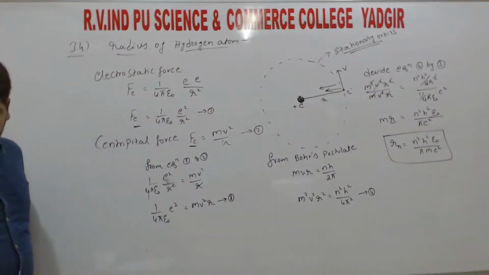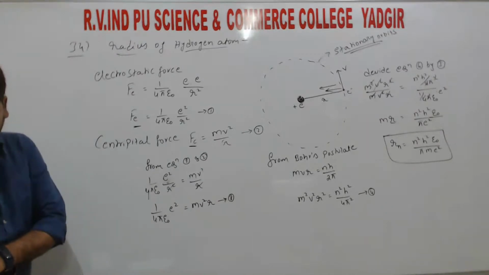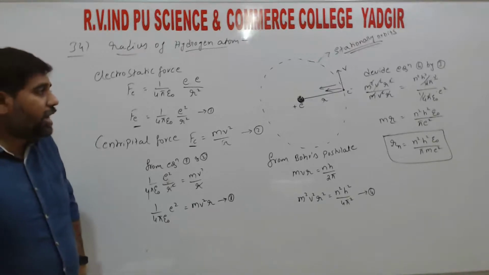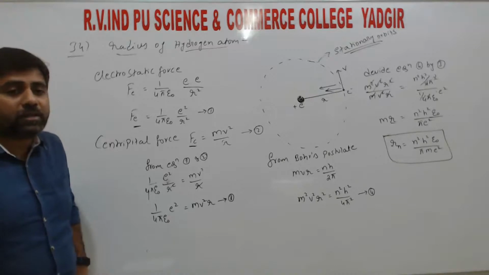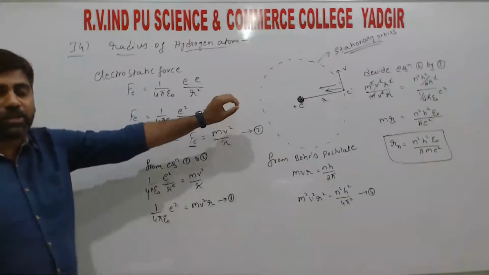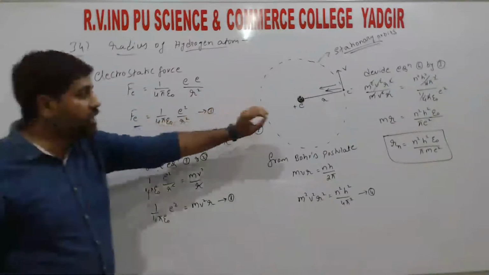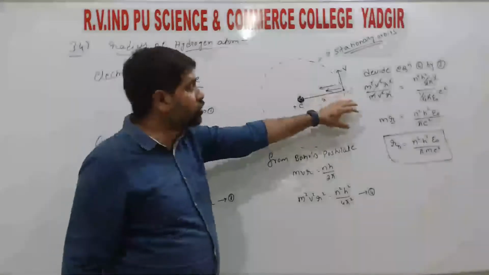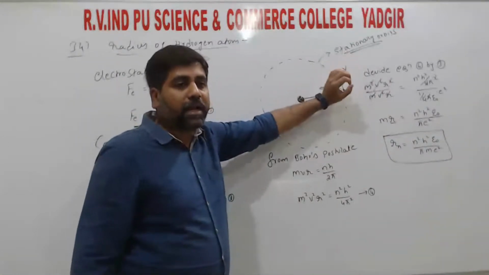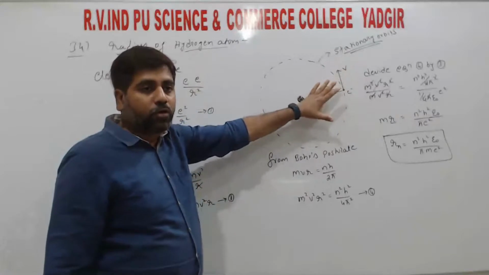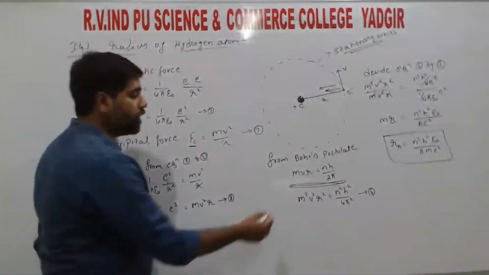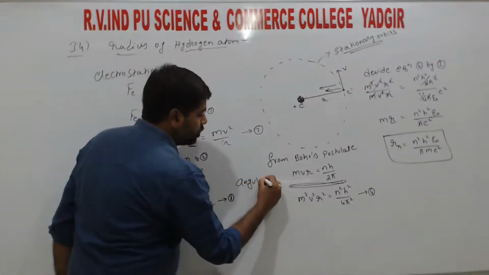The second one is about the electrons which are revolving around the nucleus in the stationary orbits, that is, only in the permitted orbits. These electrons have angular momentum. The angular momentum is an integral multiple of h by 2 pi, that is nh by 2 pi. So that is the second postulate. MVR is the angular momentum.